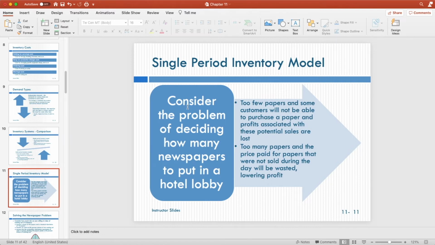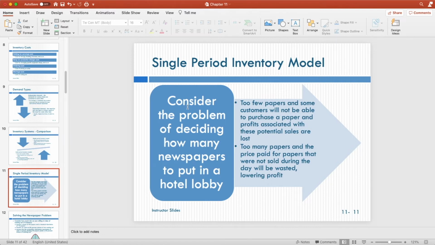Now let's consider the problem of deciding how many newspapers to put in a hotel lobby. Suppose you are a hotel owner, and every morning, let's say 4 a.m., you buy a certain amount of newspapers from the newspaper publisher, and you put them into the hotel lobby.